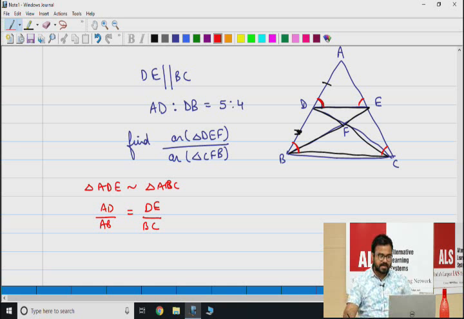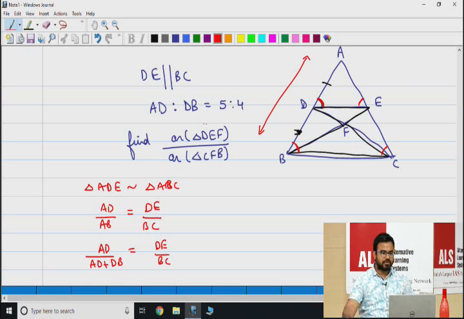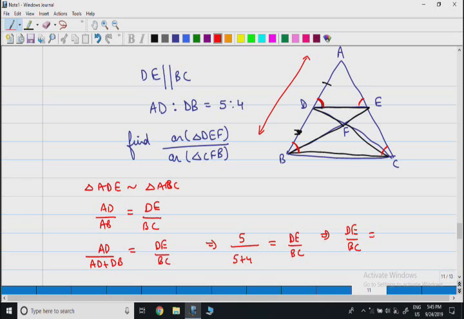Now this AD over DB, we can see that this complete AB is made up of AD plus DB. So we can write AB as AD plus DB, and that is DE over BC. So AD is 5 and AD plus DB, that is 5 plus 4, is equal to DE over BC. So it implies DE over BC is equal to 5 over 9. This is the ratio. Now we can take the triangle DEF and triangle CFB.